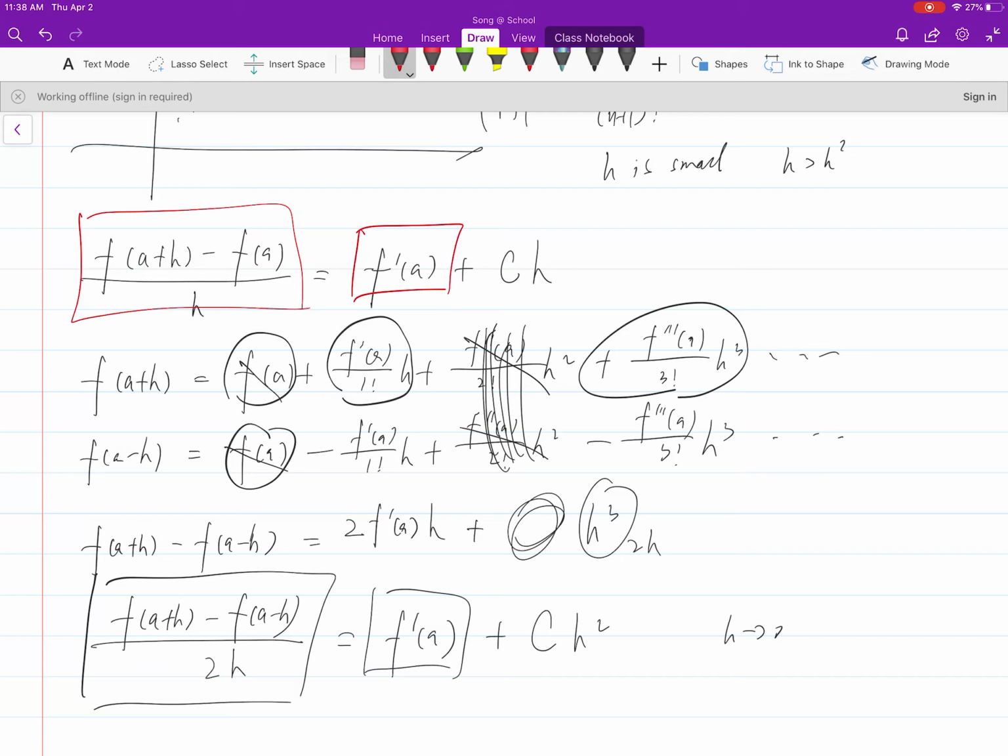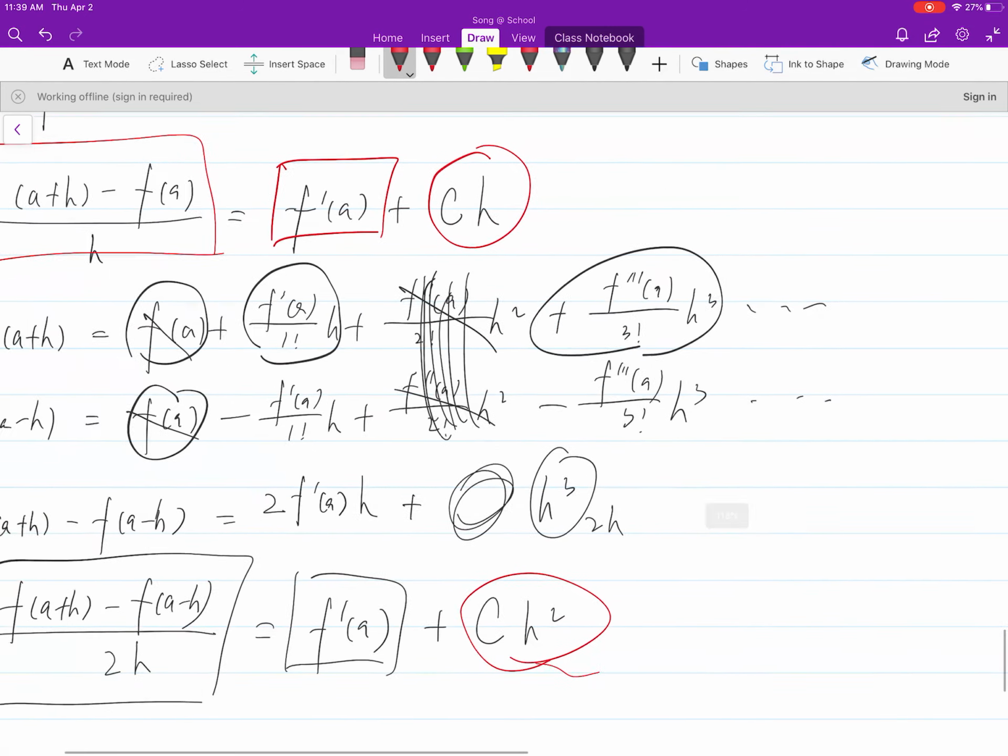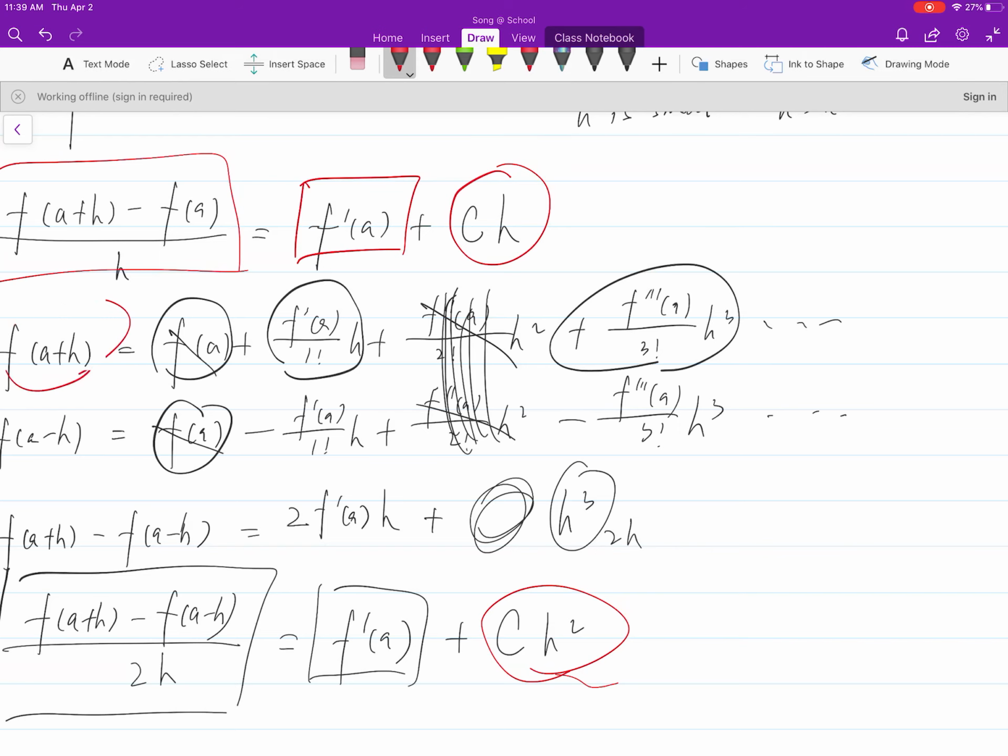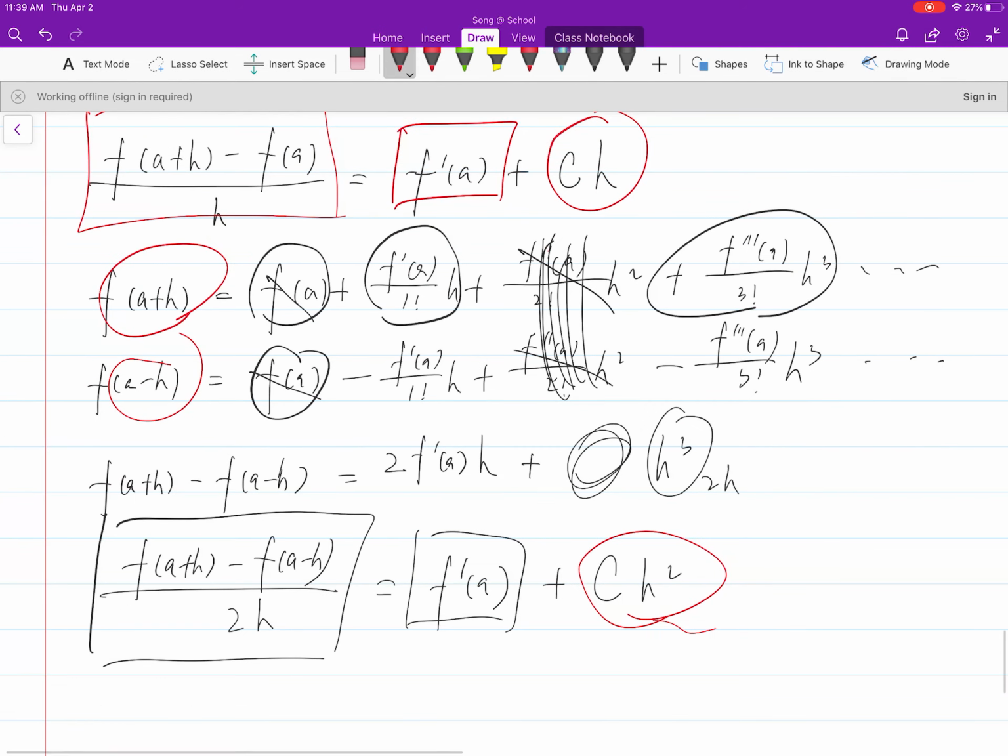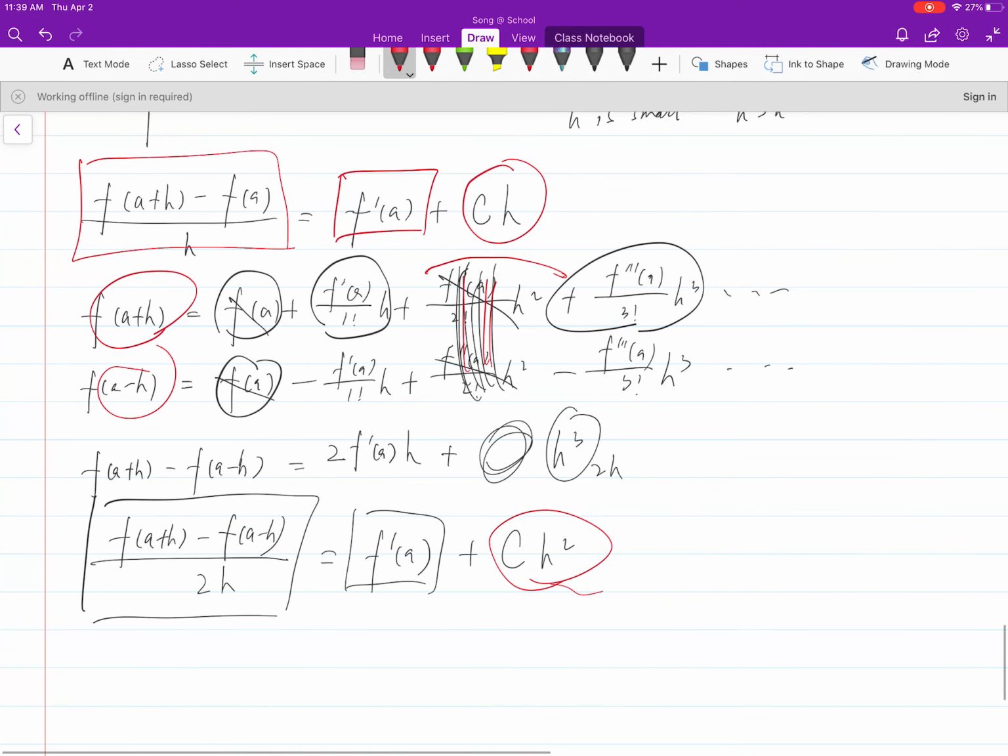But if you look at the error, it becomes interesting. Formula 1, the error is a constant times h. Formula 2, the error is a constant times h squared. Why? Because when you use this one minus this one, the next term actually is gone. So you jump through this next term, go to the next one. The next one is going to have a higher power of h. So this one is h squared.